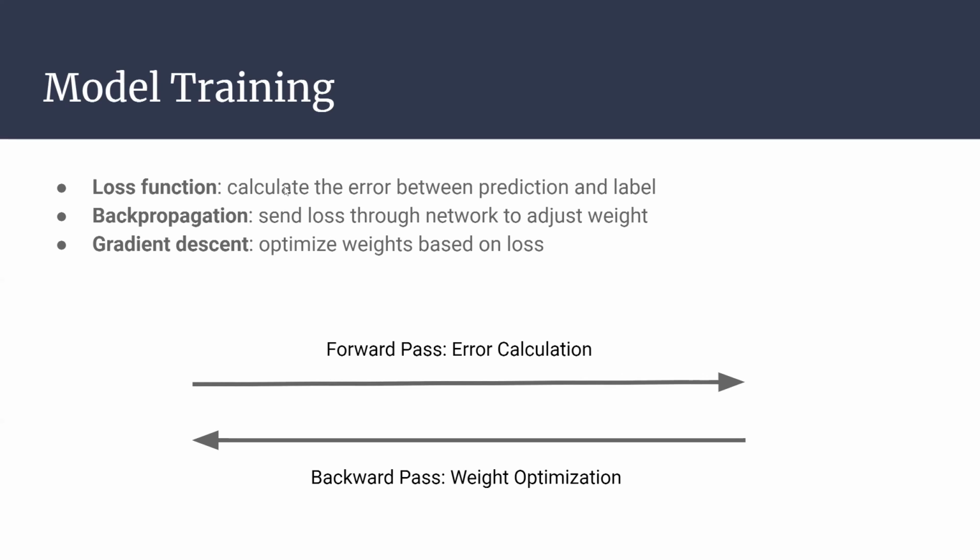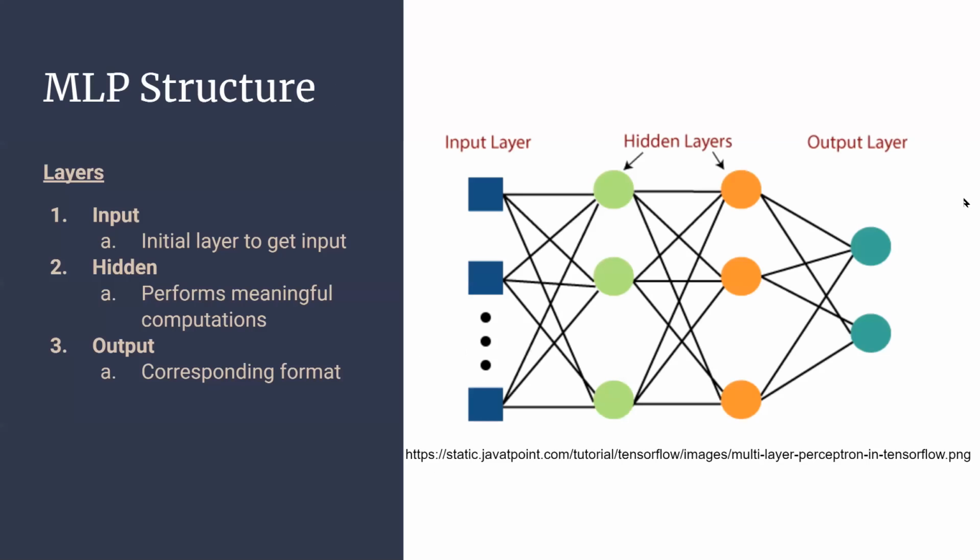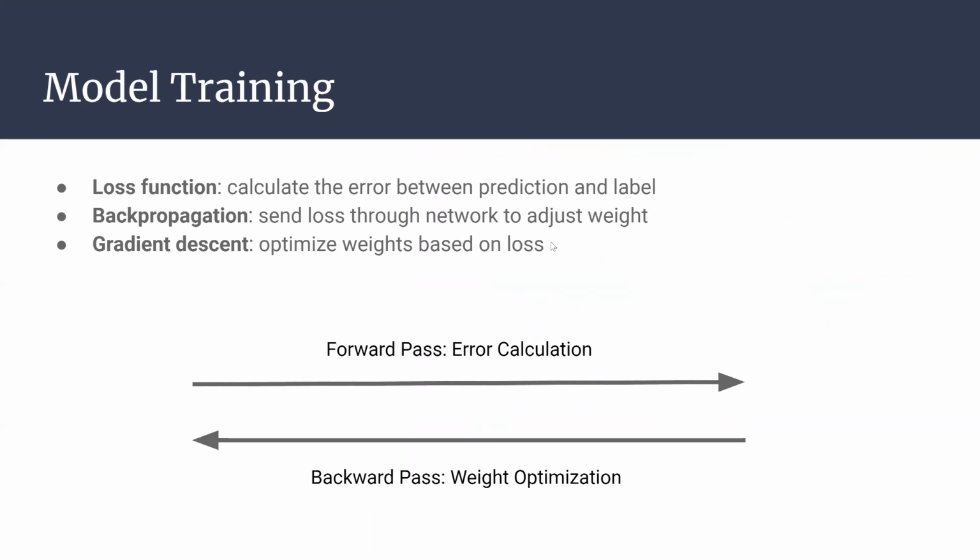This allows you to get the error that your current prediction has. After you get the loss, you use backpropagation to send this loss backwards through the network and adjust the weights accordingly. Like we mentioned a few slides back, the weight is what you try to optimize in order to get better predictions.